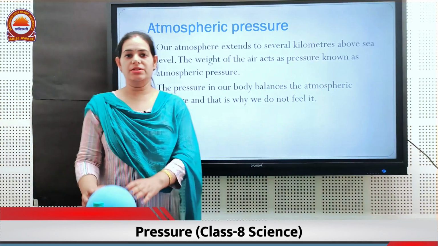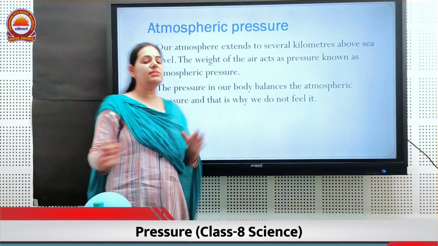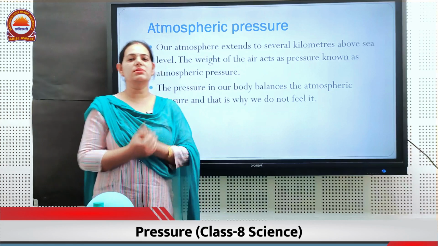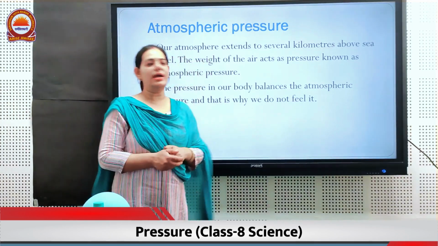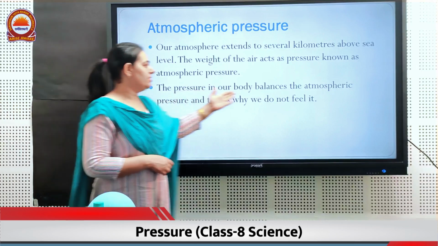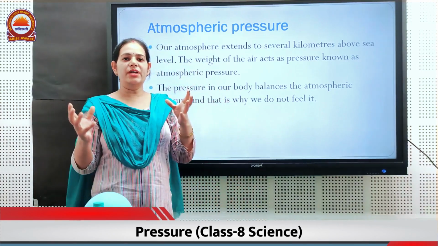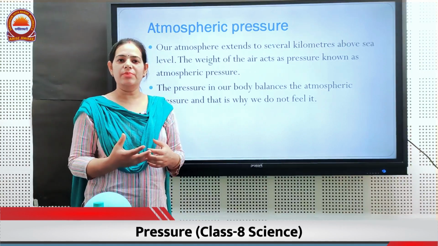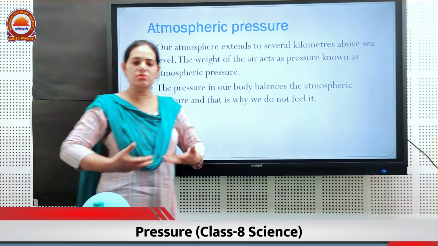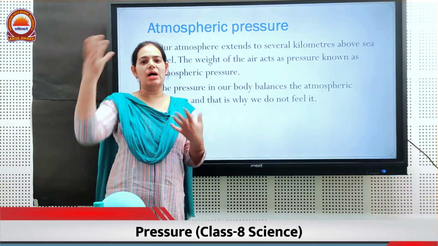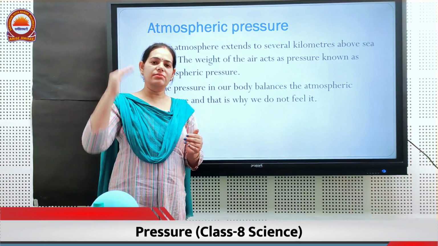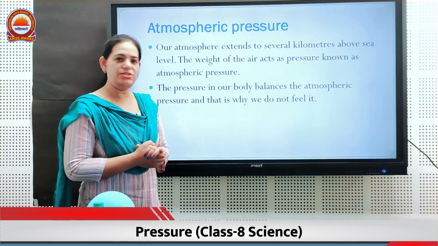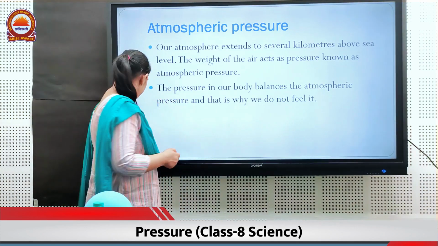Now the atmospheric pressure. We all know the atmosphere: the gaseous layer around us makes the atmosphere, and the gases which are around us also exert pressure on us. That is called atmospheric pressure. Atmospheric pressure is always exerted on our body, but we cannot feel it. Why? Because inside our body there is also a pressure, which balances the atmospheric pressure outside, so we do not feel atmospheric pressure on our body.